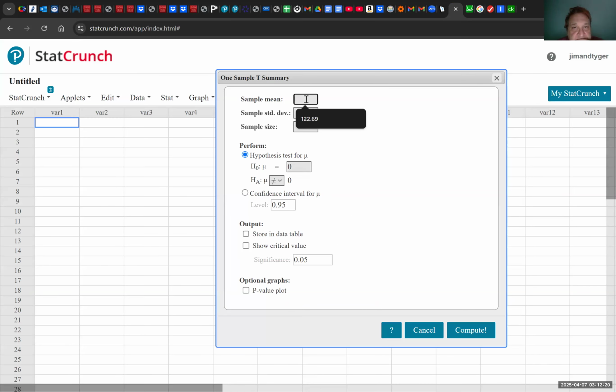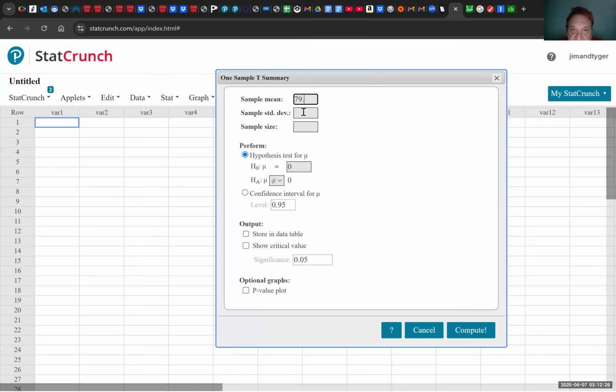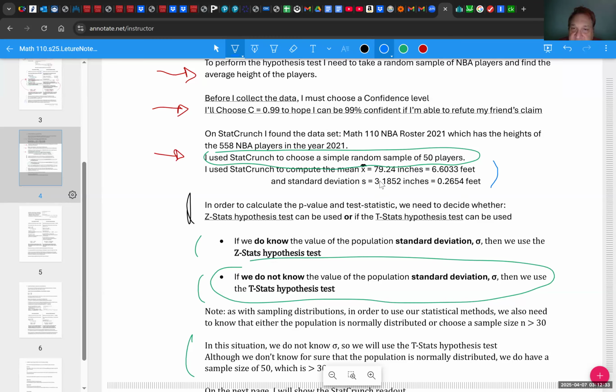79.24. My sample standard deviation was 3.1852. I'm doing inches again just because it makes the math easier. Instead of feet and inches together, it gets difficult to average things. 3.1852.